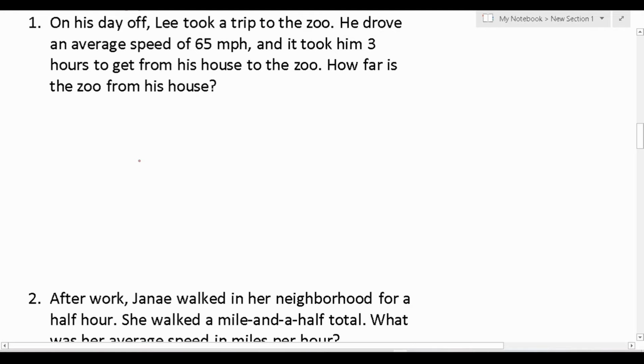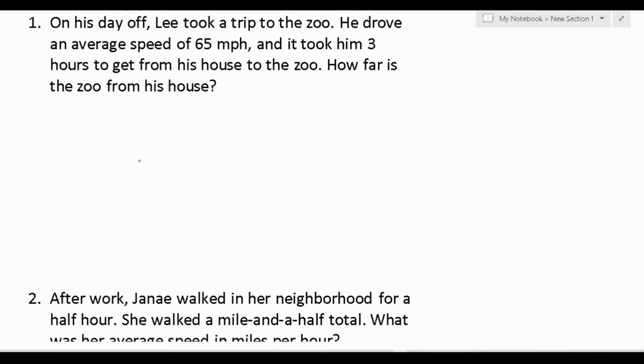Okay. All right. Now that we've done some very simple practice problems, let's go ahead and get started with the word problems. Again, these word problems are going to closely mirror what you'll see on the ASVAB. Question 1 says, on his day off, Lee took a trip to the zoo. He drove an average speed of 65 miles per hour, and it took him 3 hours to get from his house to the zoo.